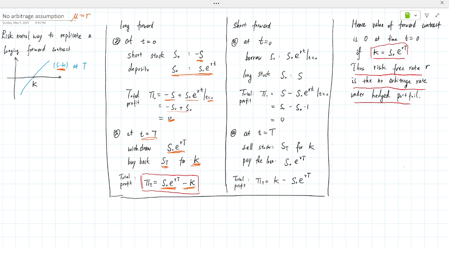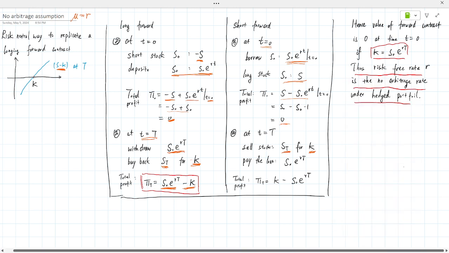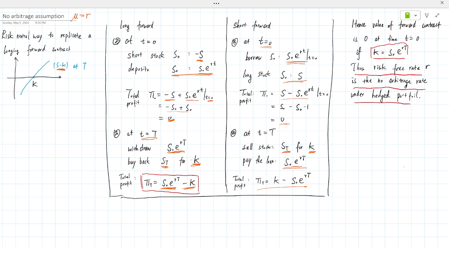On the other hand, if you want to short the forward contract, you can borrow this S naught and then use the money to buy a stock. Same thing, total profit 0. And then you sell the stock for K dollars and pay off the loan. So it's the exact opposite of this. Those two things should add to 0, and therefore there's no arbitrage.